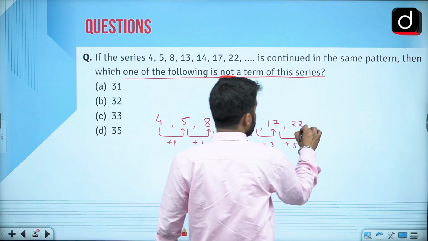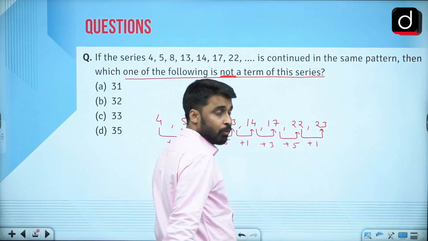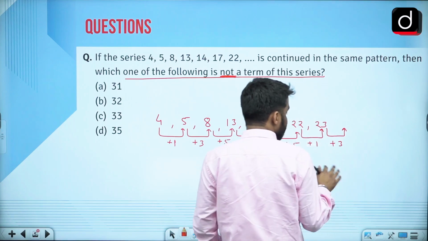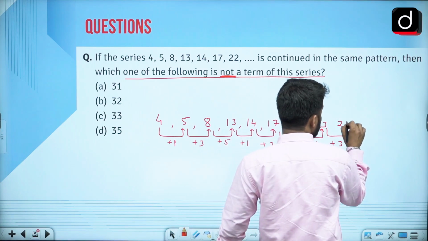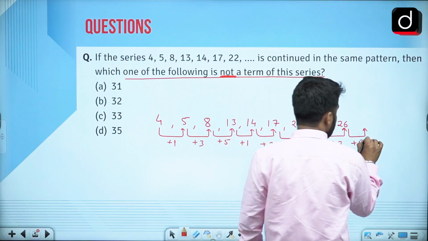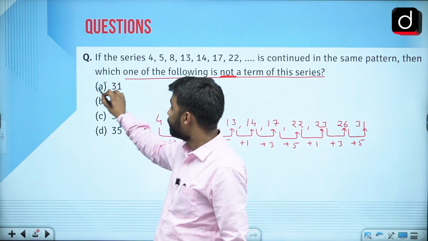So now from 22 the next addition factor would be again 1, 22 plus 1 is 23. From 23 the next addition factor would be plus 3, 23 plus 3, my next term would be 26. From 26 the addition factor would be plus 5, right? So my term would be 31. So 31 is going to be in this series.